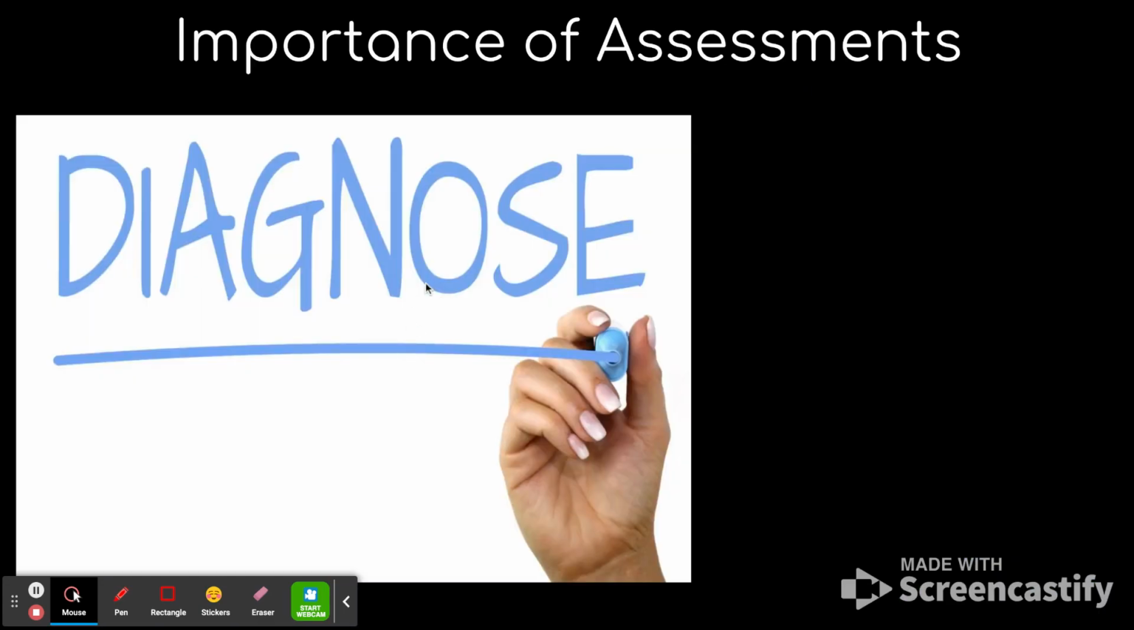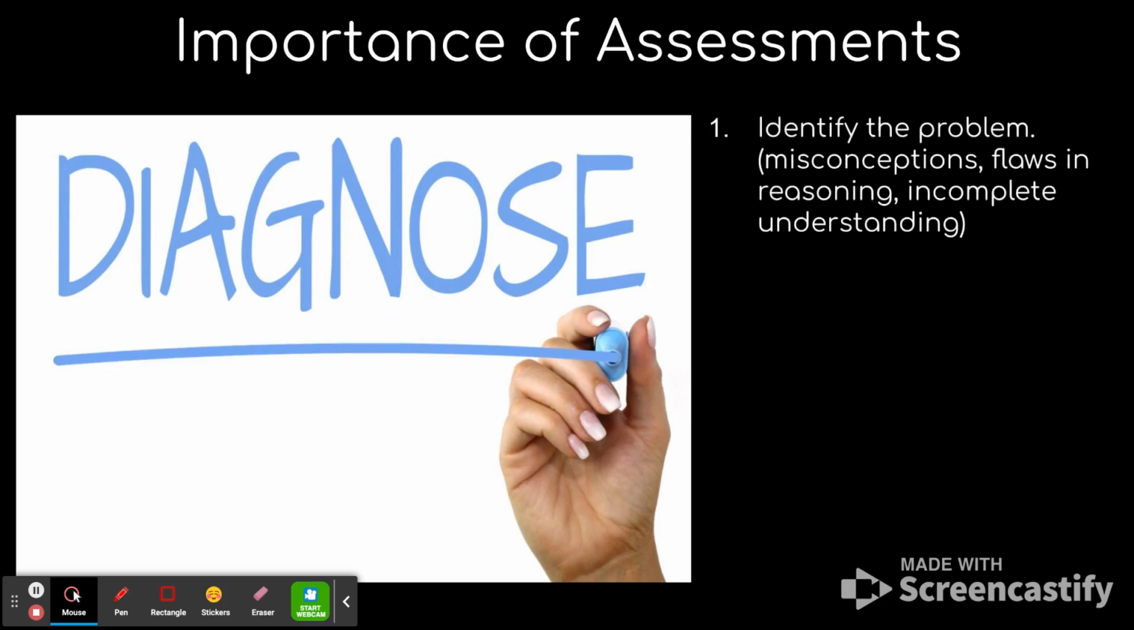And so again, the why, the importance of assessments, is to diagnose student learning. And so we want to identify the problem, the misconceptions, the flaws in reasoning or incomplete understanding. So that can also come through the form of a pre-assessment. So as we're looking at our units, once we learn our curriculum in a new district as a whole or as we're student teaching and we're looking at units, it's important to talk about what could we possibly pre-assess to really diagnose where students currently are, what they already bring to the table in terms of background knowledge, and where the gaps are.